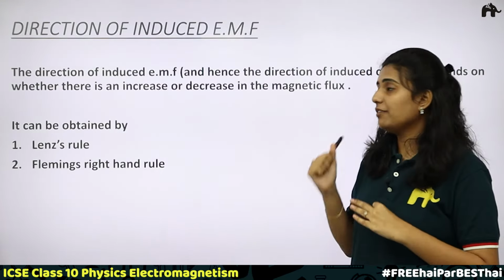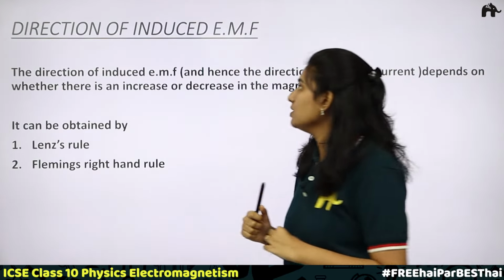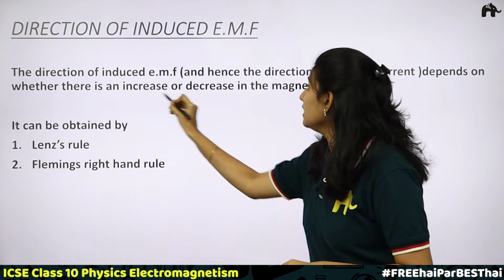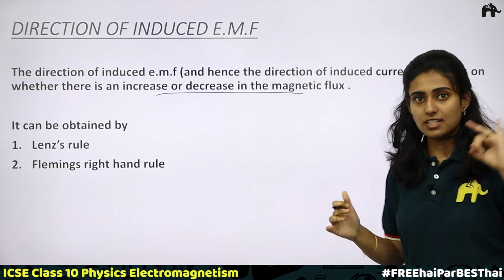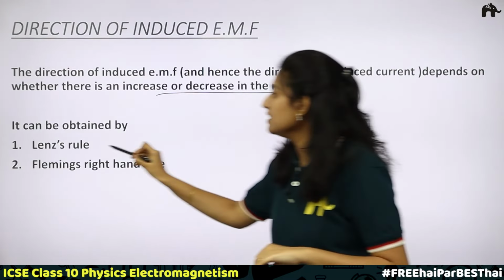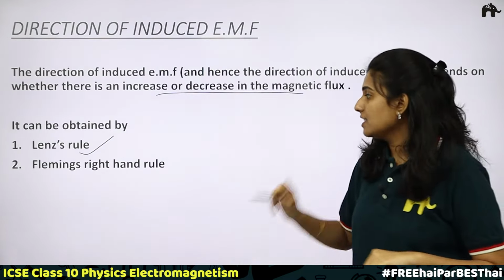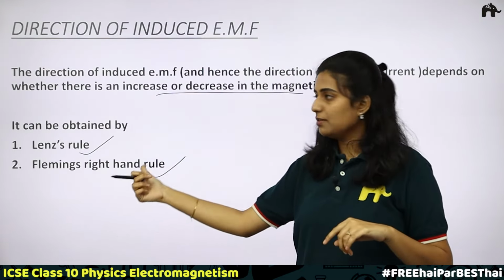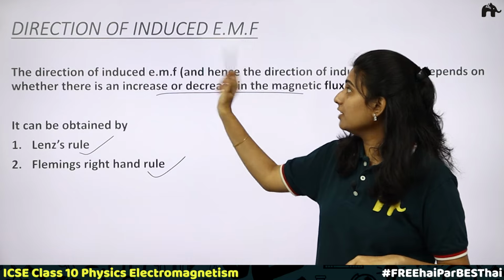To find that, you have two rules. The direction of induced EMF, and hence the direction of induced current, depends on whether there is an increase or decrease in the magnetic flux. It can be determined using two rules. First one is Lenz's rule and the second is Fleming's right hand rule. We have discussed Fleming's left hand rule. A similar rule we will be studying here in order to find the direction of induced current.